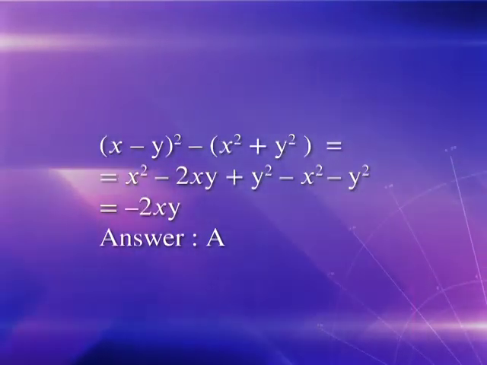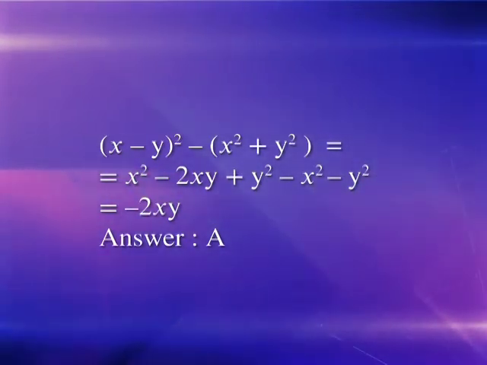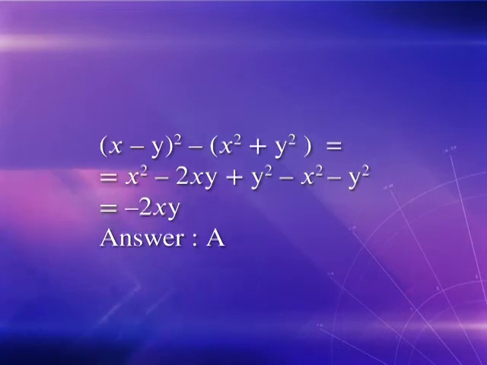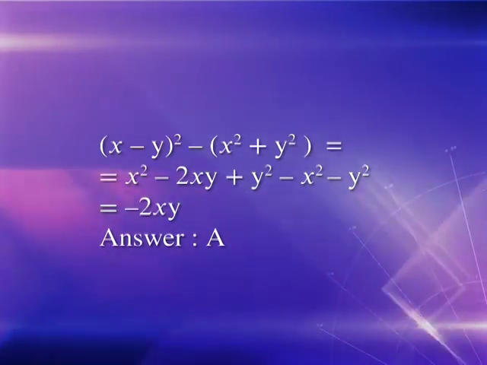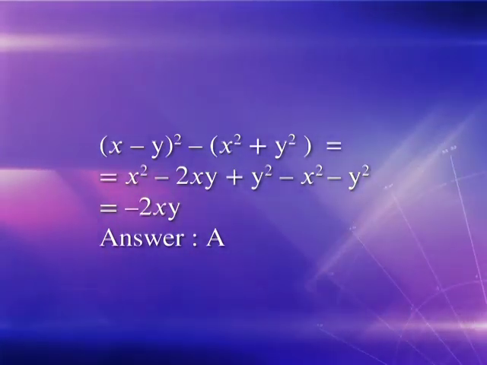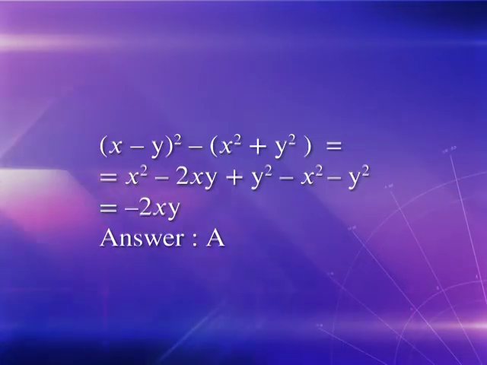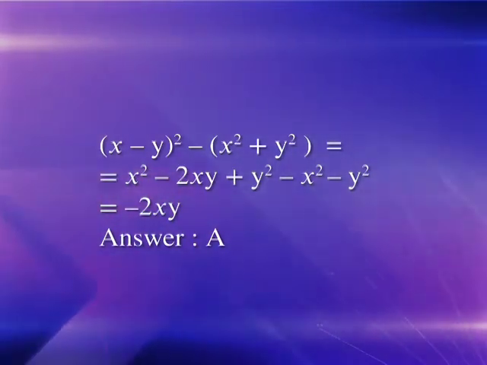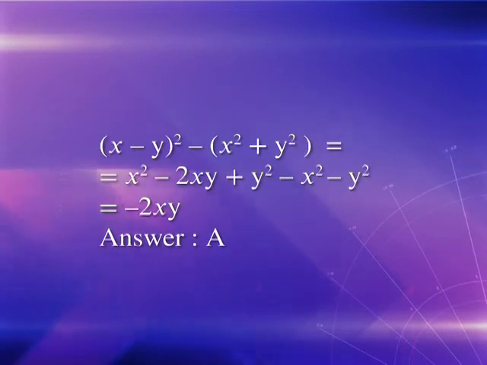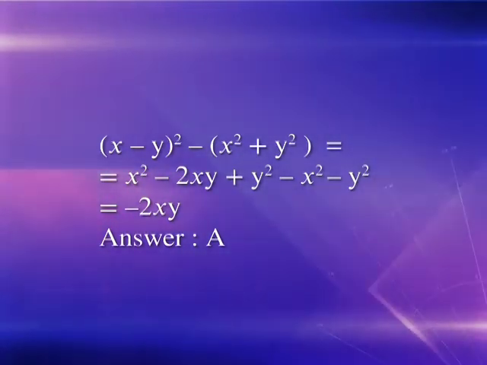Open the first brackets. Don't forget to change signs when you open the second brackets. Do add or subtract the same terms. X squared and negative x squared equals 0. Same with y squared and negative y squared equals 0, which leaves negative 2xy. The answer is A.